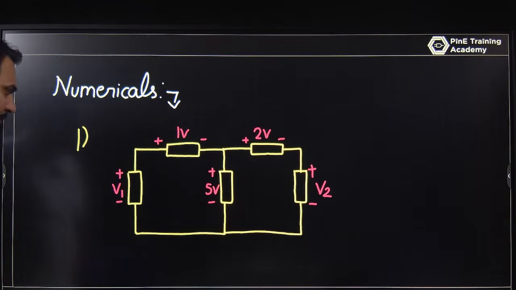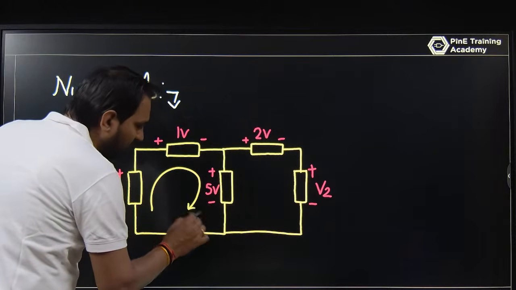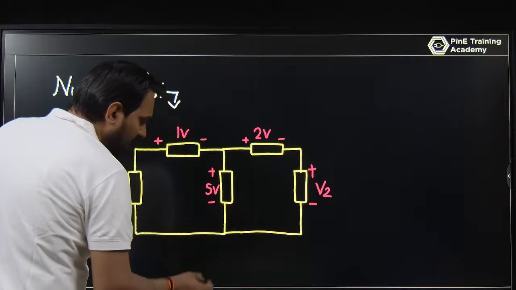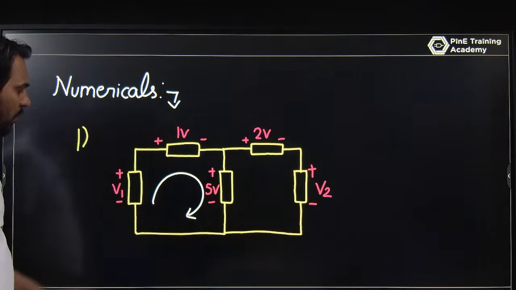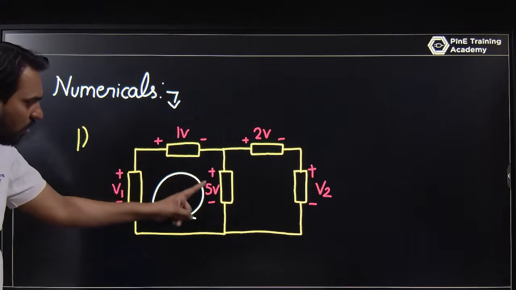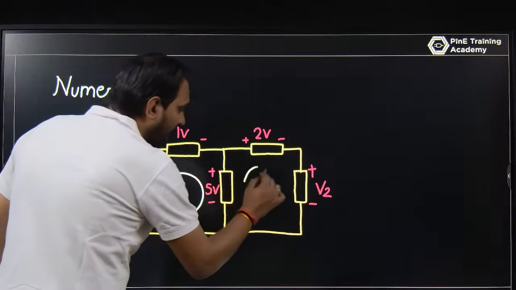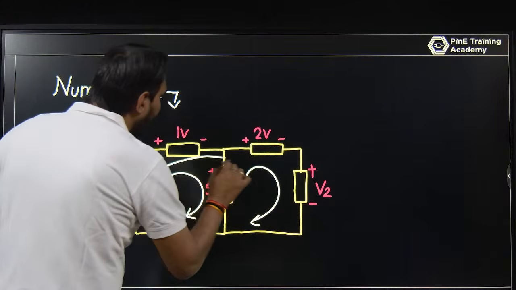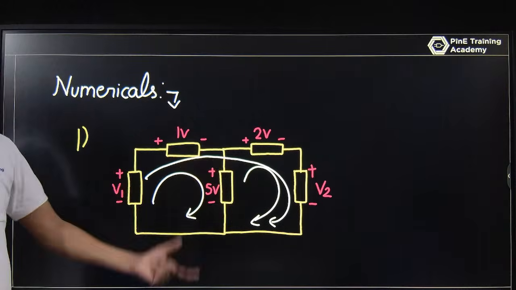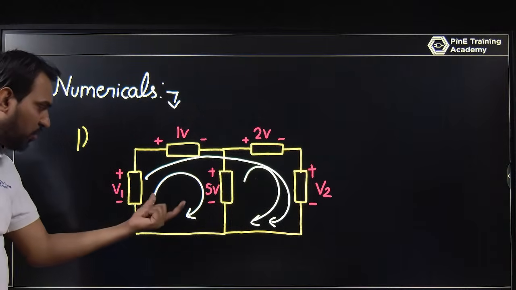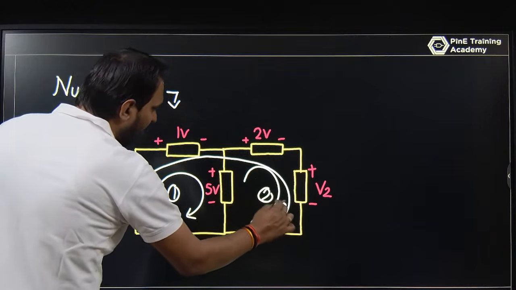So let's solve it. If you are using this loop, or I can change the color. This is the loop. Here you have V1, you have 1 volt, you have 5 volt. The loop can be this, this, or this. A smaller one or a bigger one, it depends on you. This is the first loop, this is the second loop, and this is the third loop, the bigger one.